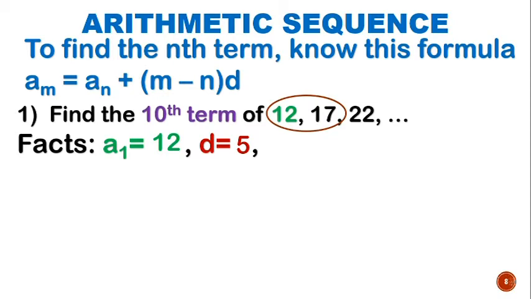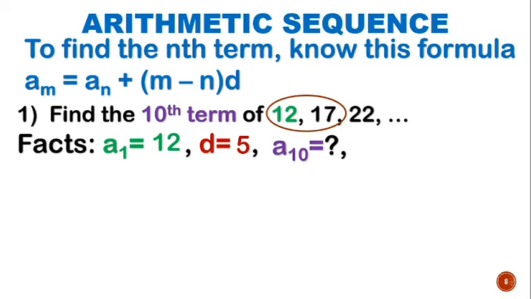Now, ano pa kaya yung isang given dito sa problem na to na dapat nakikita nyo? Okay, that is the 10th term. Paano ba sinusulat si 10th term? So that should be written as a sub 10. At yun yung hinahanap. Bakit natin alam? Kasi nga sabi, find the 10th term. So siya yung unknown.